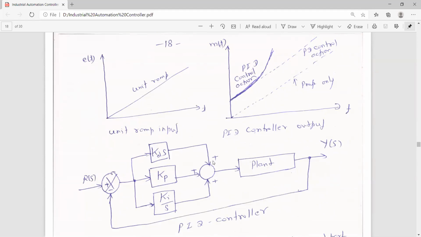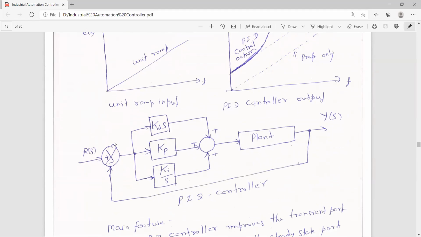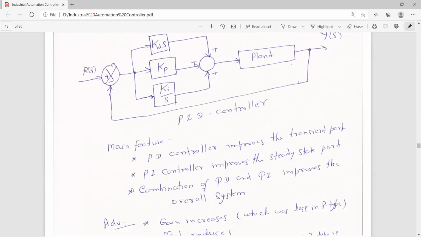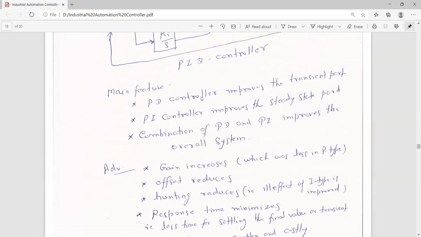Now we can realize the PID controller like this: Ki/s, Kd s, and Kp in parallel, so that all will be added. Then the main features: it is a combination of proportional plus derivative plus integral. The PD controller improves the transient part, meaning the transient response becomes faster and over-damping is reduced, whereas the PI controller improves the steady state part. In this way, the combination of PD and PI improves the overall system.